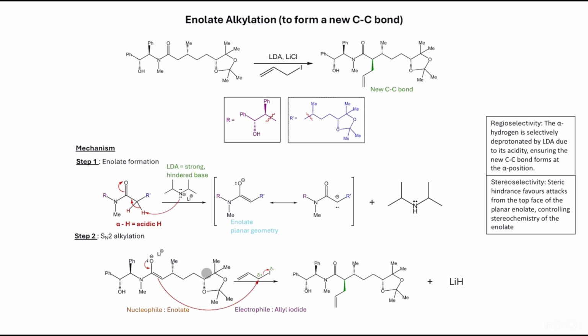Since the enolate intermediate is planar, the nucleophilic attack can happen from either the top face or the bottom face. However, the steric hindrance from the substituents such as phenyl, hydroxyl, methyl, and all of these groups will favor the top face of the enolate. This selectivity leads to the formation of a specific stereoisomer as shown by the wedge at the new carbon-carbon bond.